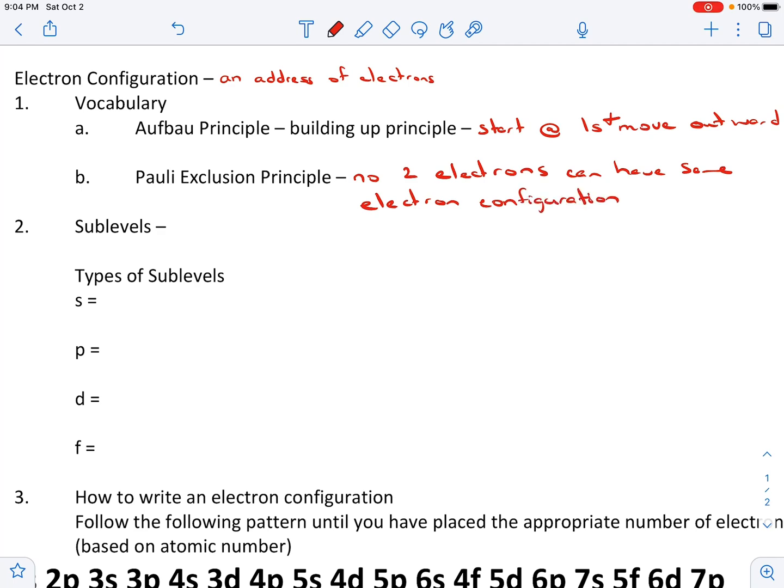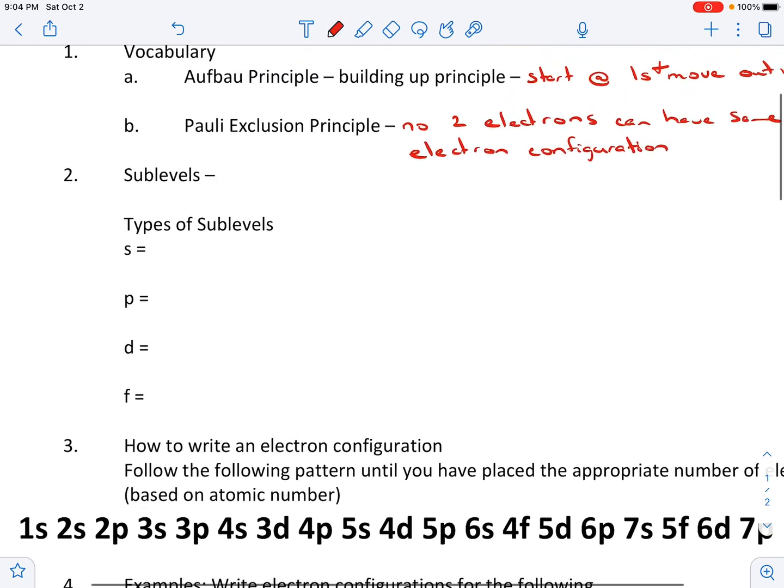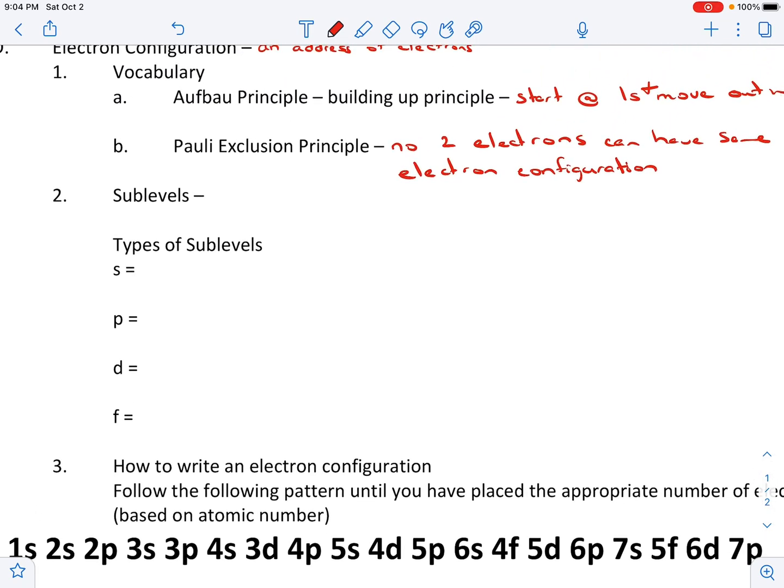Okay. Moving on to sublevels. So within each energy level, we have the first energy level and all the way through 7 energy levels, we have what are called sublevels, and these are obviously parts of the energy level. All right. And they break down into multiple things.